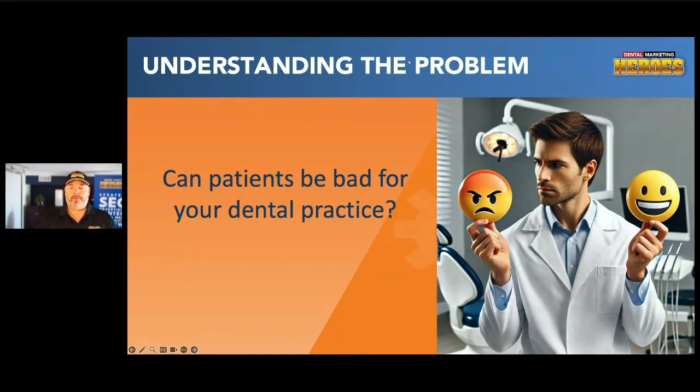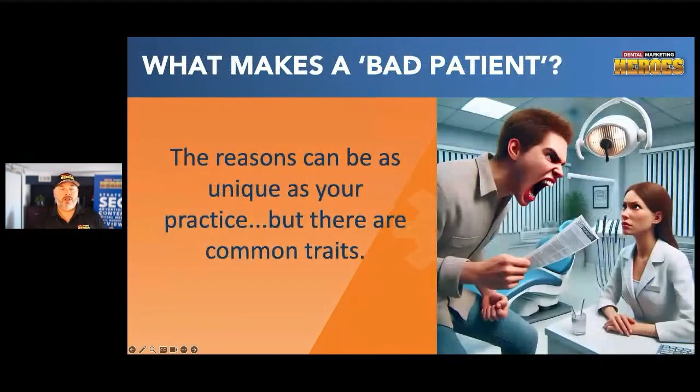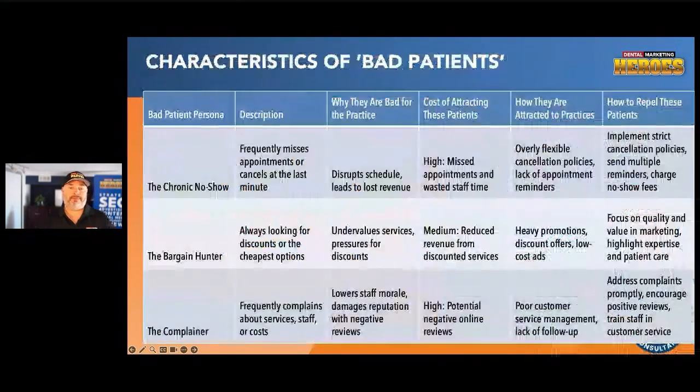Attracting the wrong kind of patients or less than ideal types of patients often stems from how you market your practice. So what makes a, and I'm putting quote marks around this, "bad" patient? The reasons can be as unique as your practice, but there are some common traits. So let's dig into some of these common types of bad patients, their characteristics, what makes them bad, how you might be attracting them right now, and how you can repel them from your practice. We're going to go deep here, and I can provide this as a resource after this webinar if you'd like it. But here are some characteristics of bad patients.